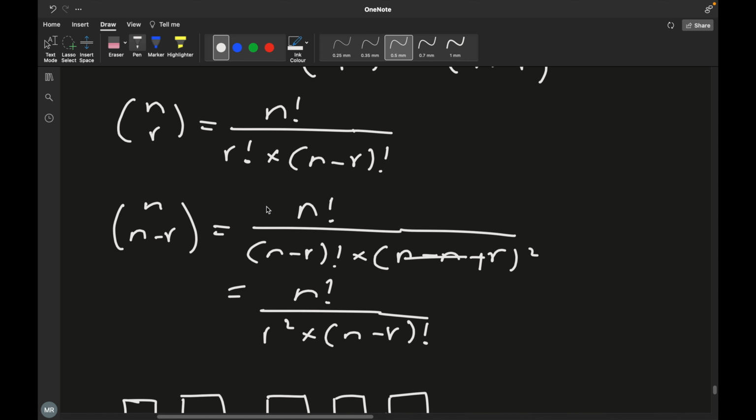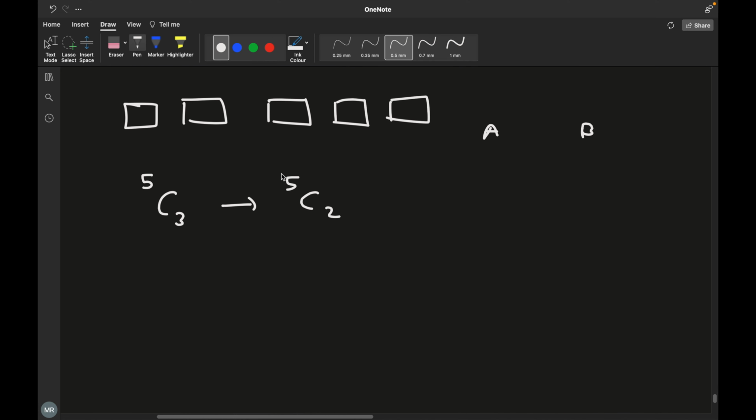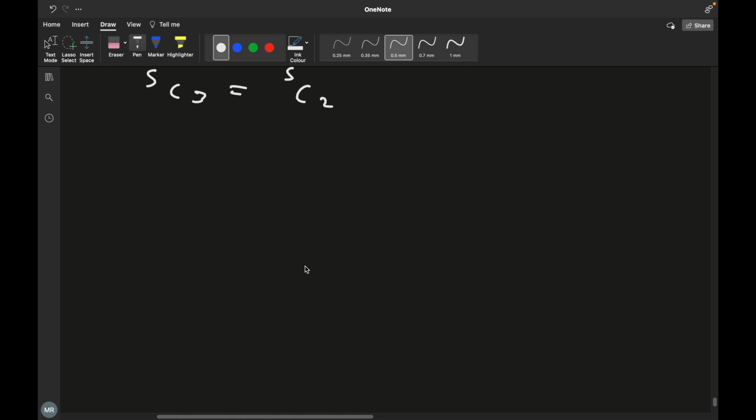That is why this is very important. So we know that 5C3 is 5C2. So choosing 3 from 5 things is the same as choosing 2 from 5. It's like choosing this, leaving this. That's the principle. I hope that's clear. Now let's solve the last question.